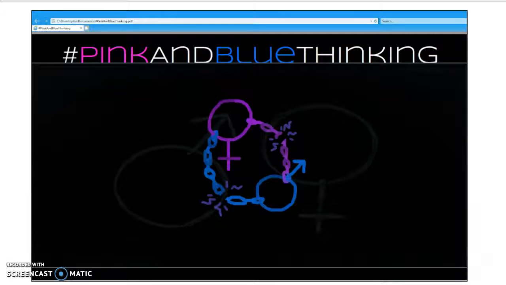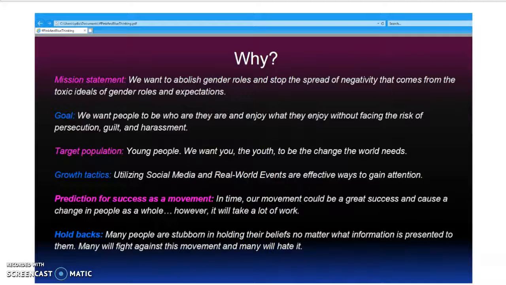So this group created the hashtag Pink and Blue Thinking. And it's interesting to see how their location, their environment actually affected their opinion about this stance. Since they were students taking classes at a STEM-focused campus, it ended up translating a little bit into their interpretation of the issue. So here you can see why they created the movement. So they talked about their mission statement, their goal, their target population, growth tactics, prediction for success, and any reasons why they might not be successful.